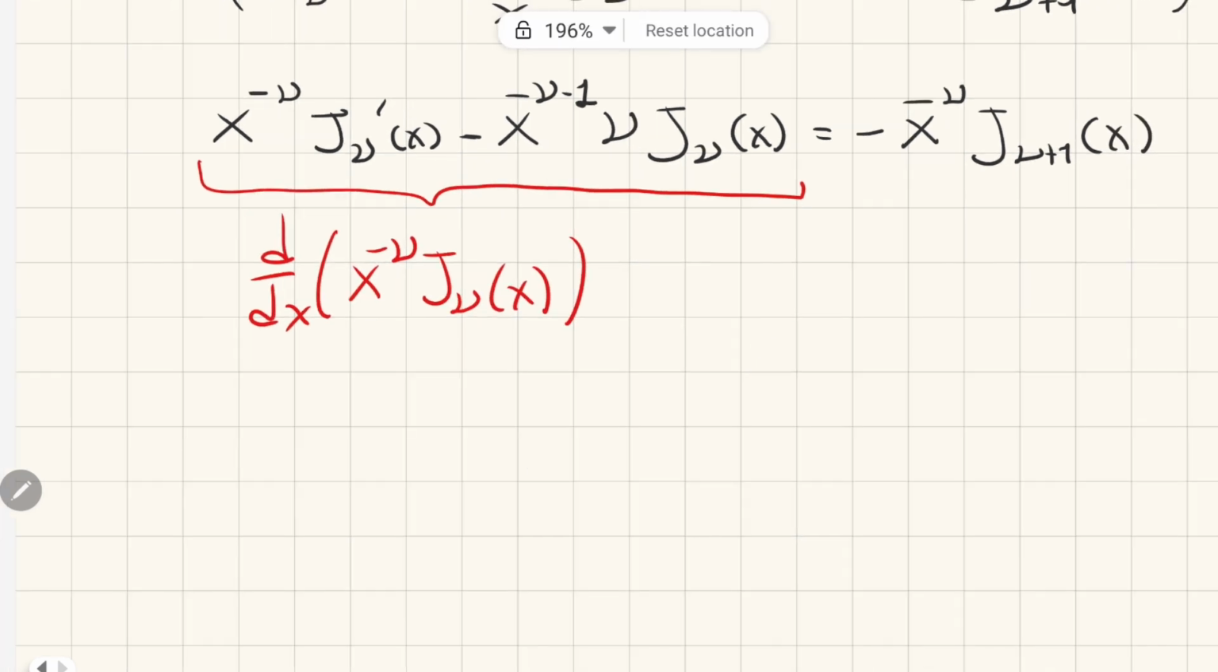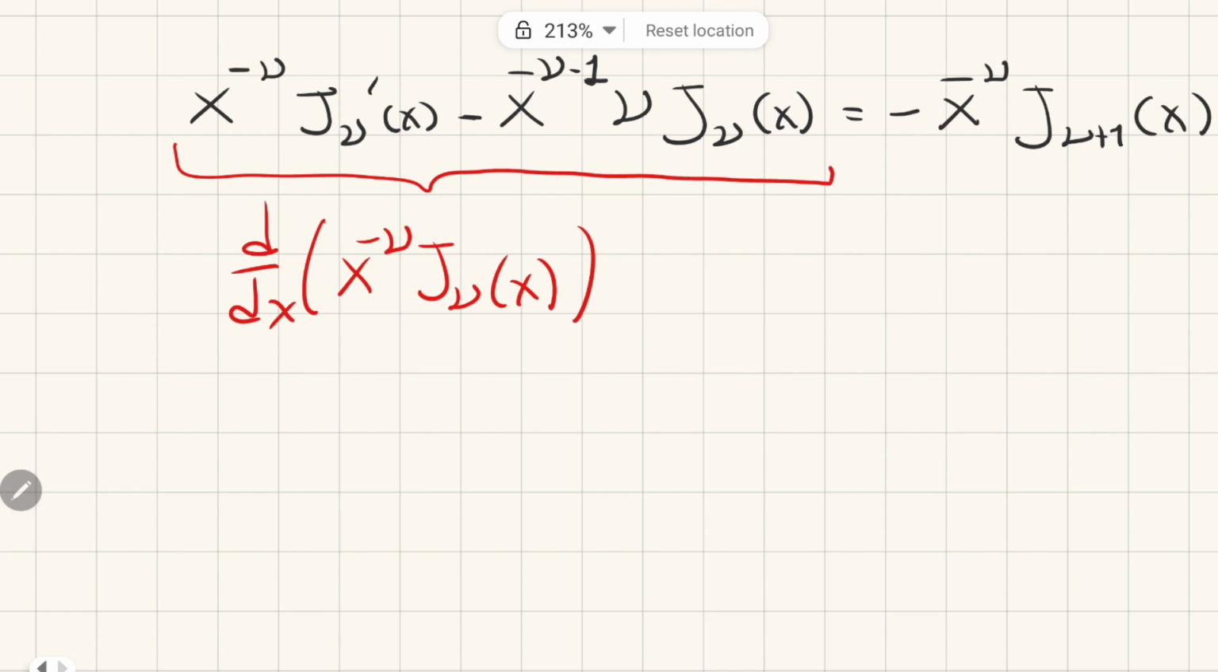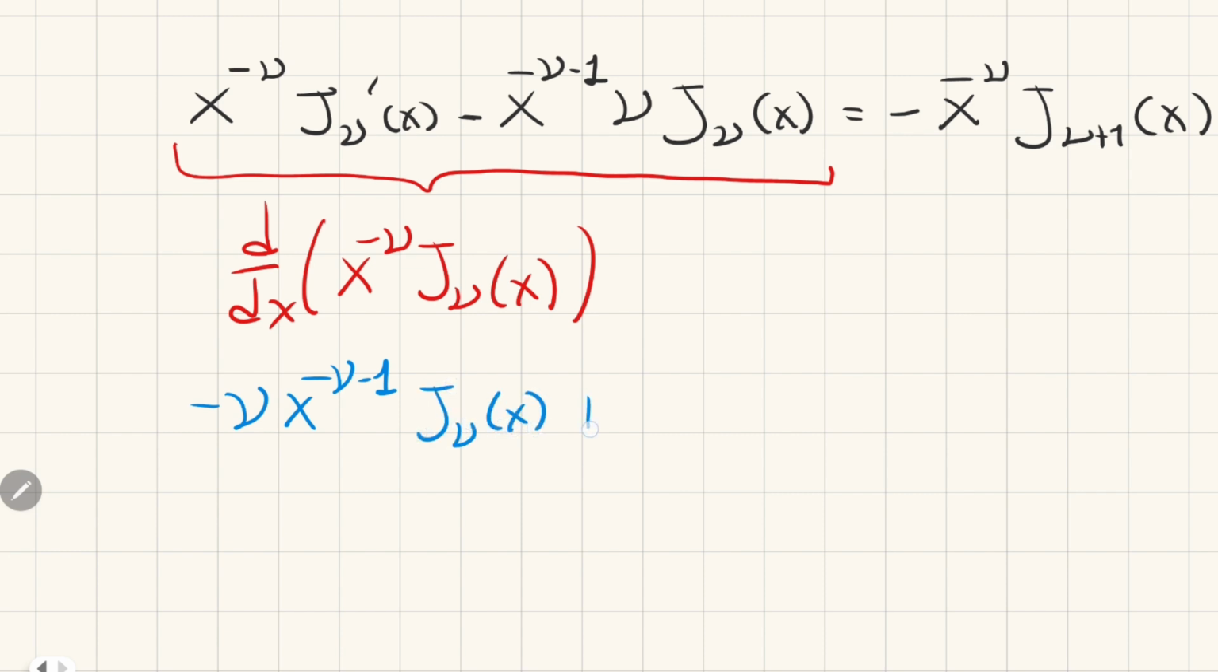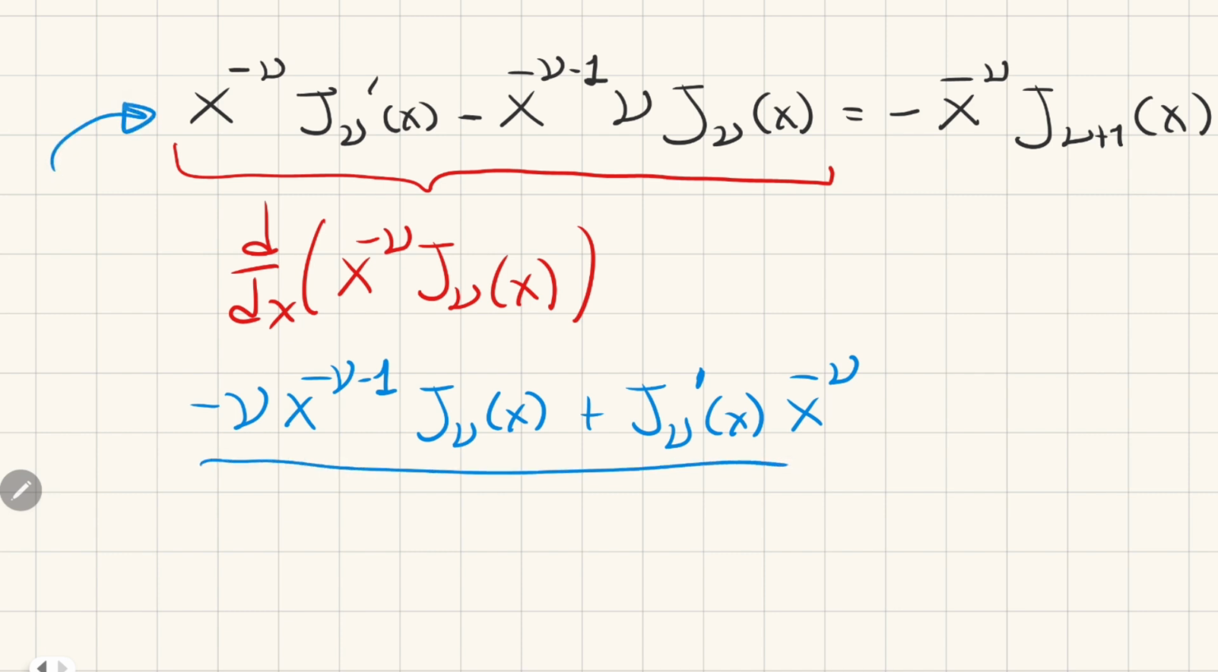Right? Just to verify, we are going to take the derivative using the product rule. This will be the derivative of the first function, which is minus nu times x to the minus nu minus 1, and then this multiplies the second function, which is J sub nu of x, and then plus the derivative of the second function times the first function. Okay? So yeah, as we can see easily, this corresponds to what we have here.